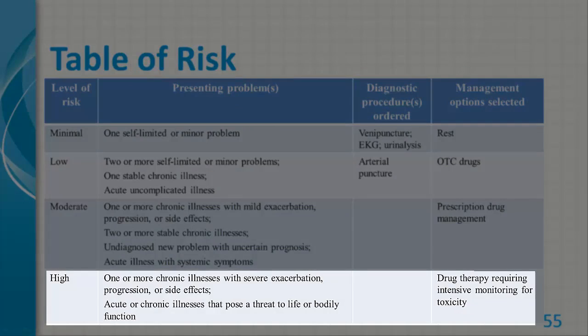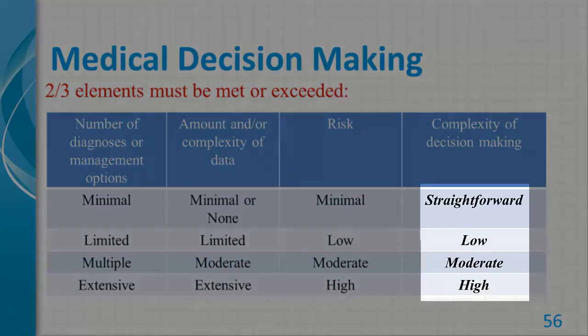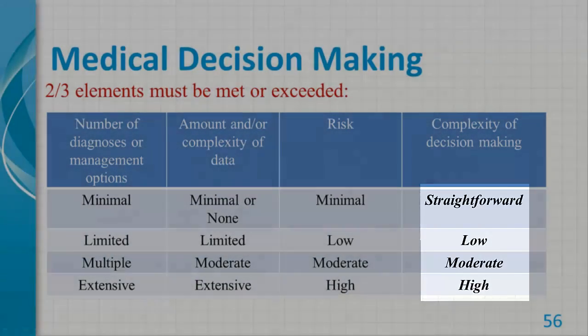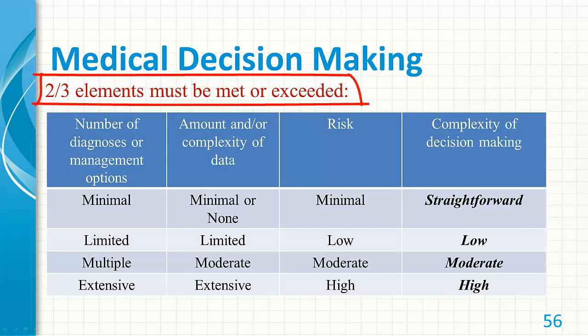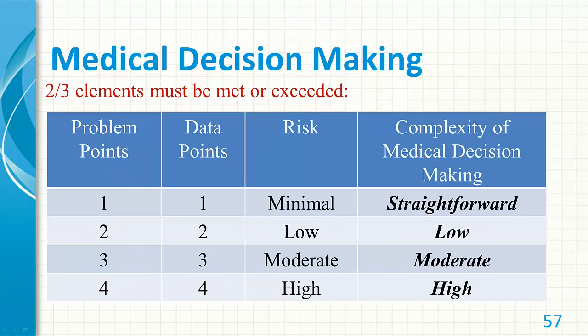High risk includes chronic illness with severe worsening or any illness that is a threat to life. High risk may also be drug therapy requiring intensive monitoring. An example is initiation of treatment with clozapine. Medical decision-making has 4 types: straightforward, low, moderate, and high. Note that only 2 of the 3 elements need be met or exceeded to achieve a specific complexity of medical decision-making. This is the same table using problem data points. This may be a bit easier to visualize.